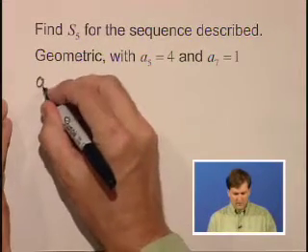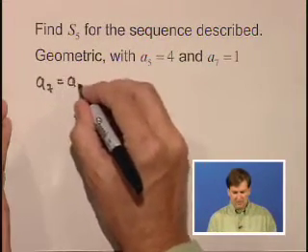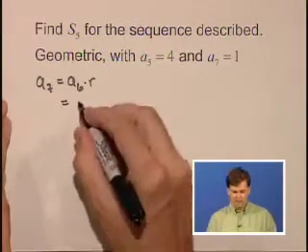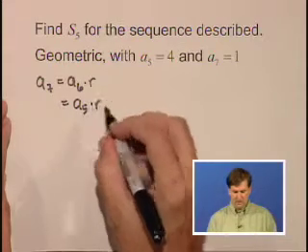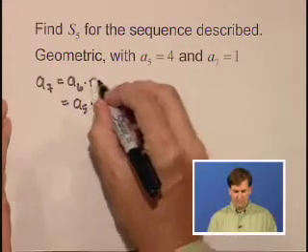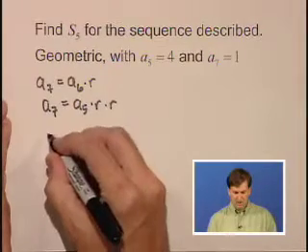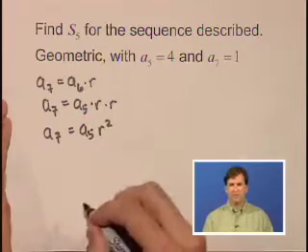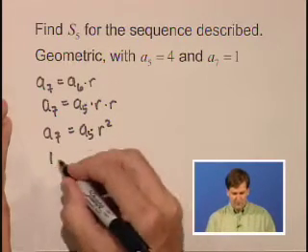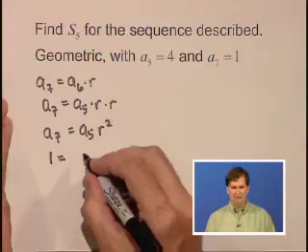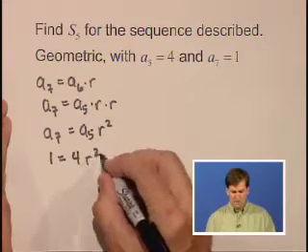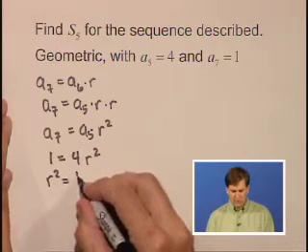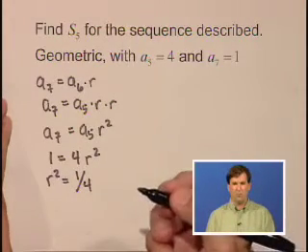We know that A7 is equal to A6 times R. And we know that A6 is equal to A5 times R. So A6 is A5 times R. That's what A7 is. So A7 is equal to A5 times R squared. A7 is given to us as 1. A5 is given to us as 4. So R squared is equal to 1/4 when we divide both sides by 4.